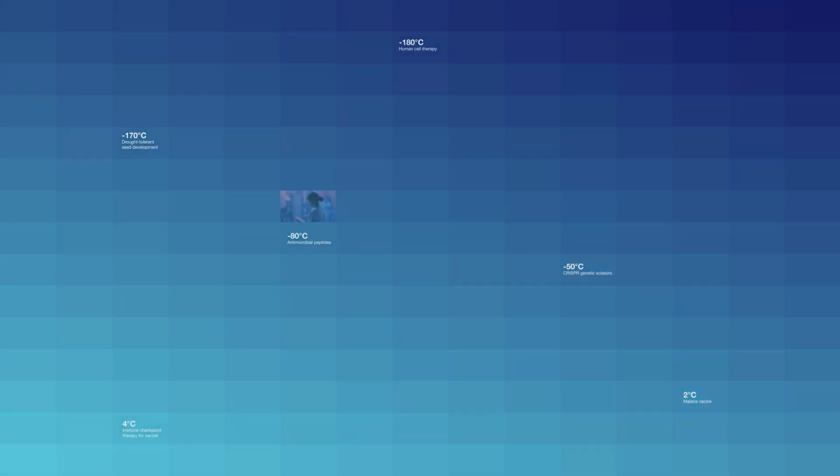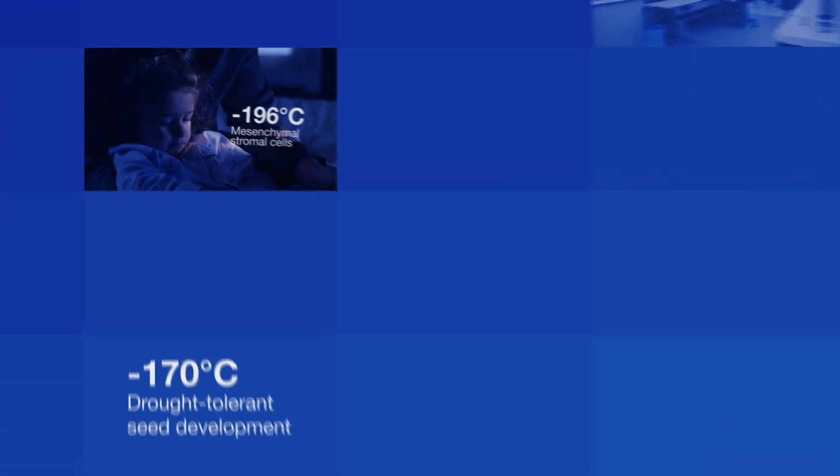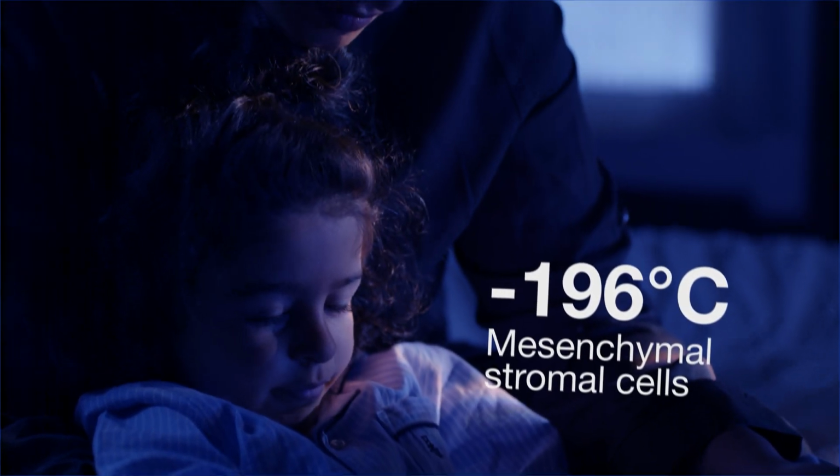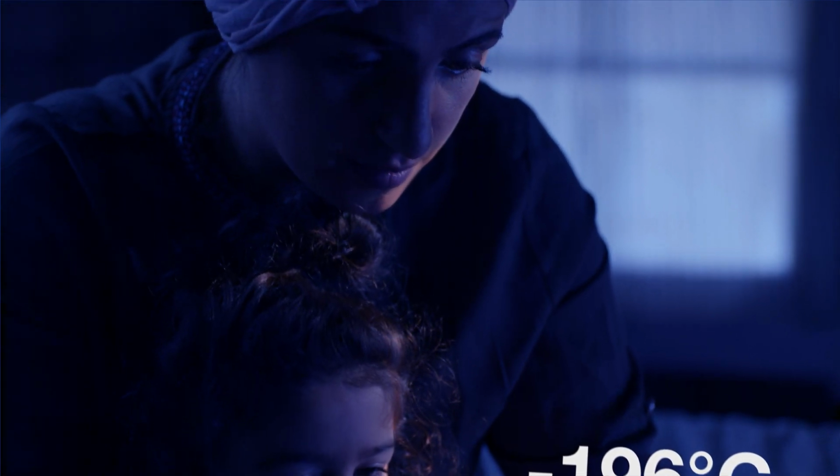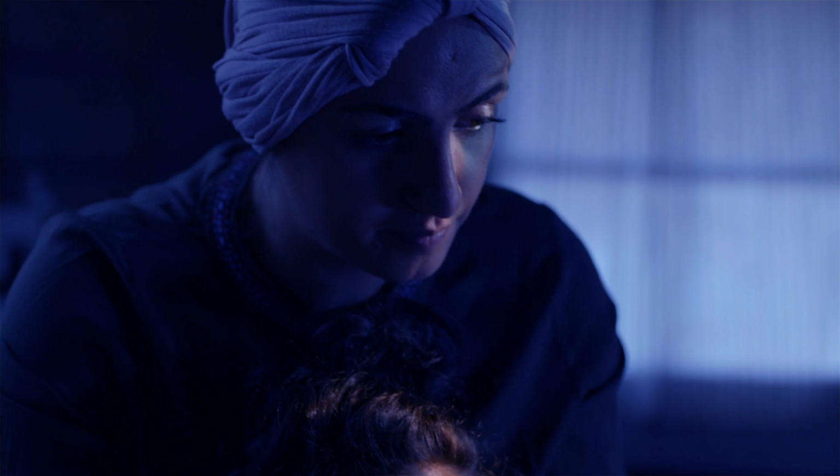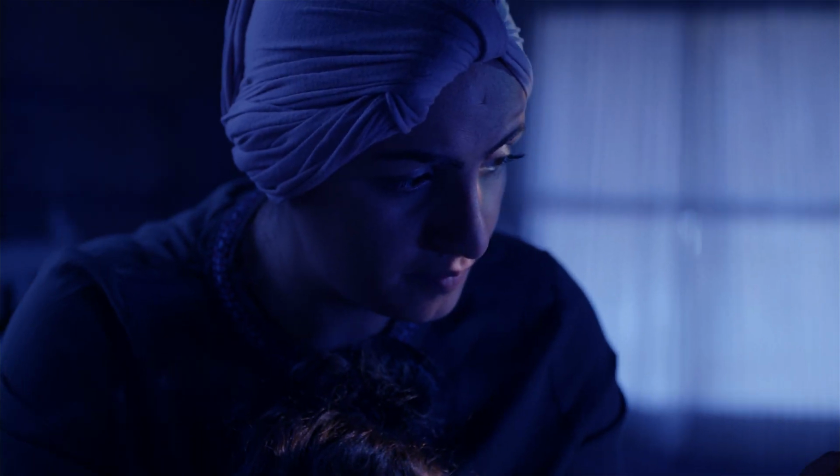Under the right conditions, anything can happen. In labs around the world, cold storage nurtures innovation and advances the continuum of science. At minus 196 degrees Celsius, mesenchymal stromal cells have the potential to help injuries heal.